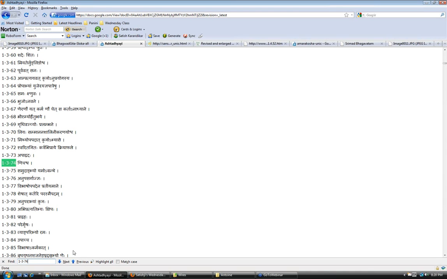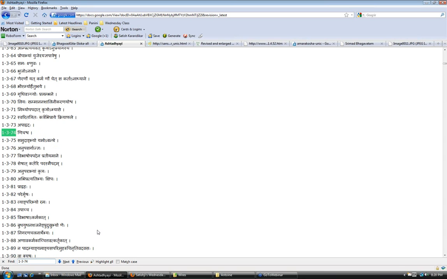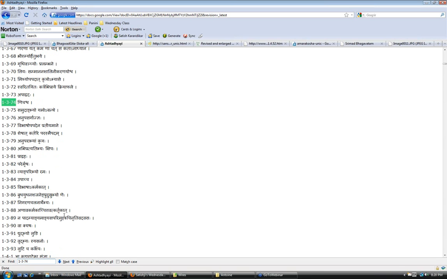But there were some special rules below that. And that was saying that some of these dhatus had to take Parasmaipadam.